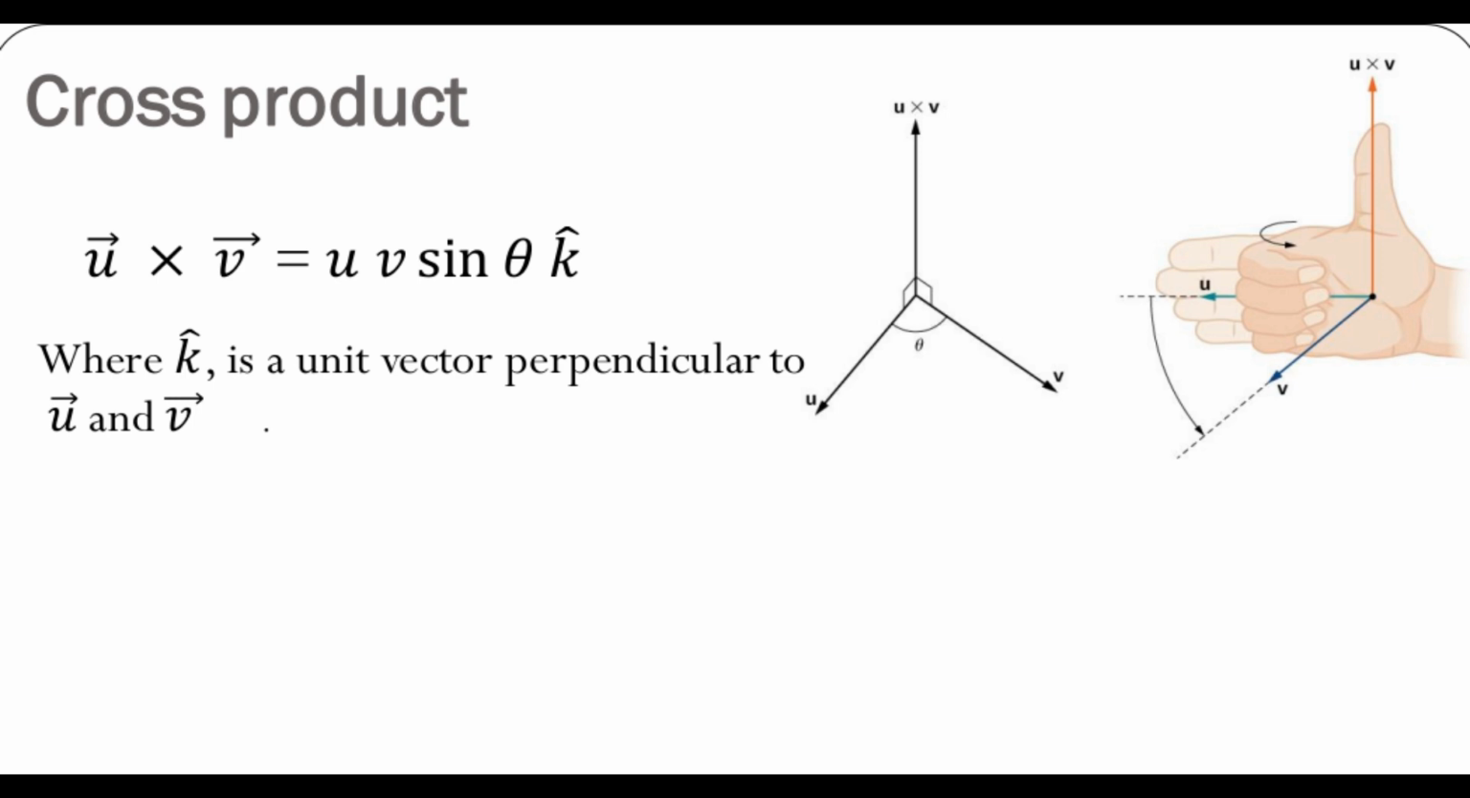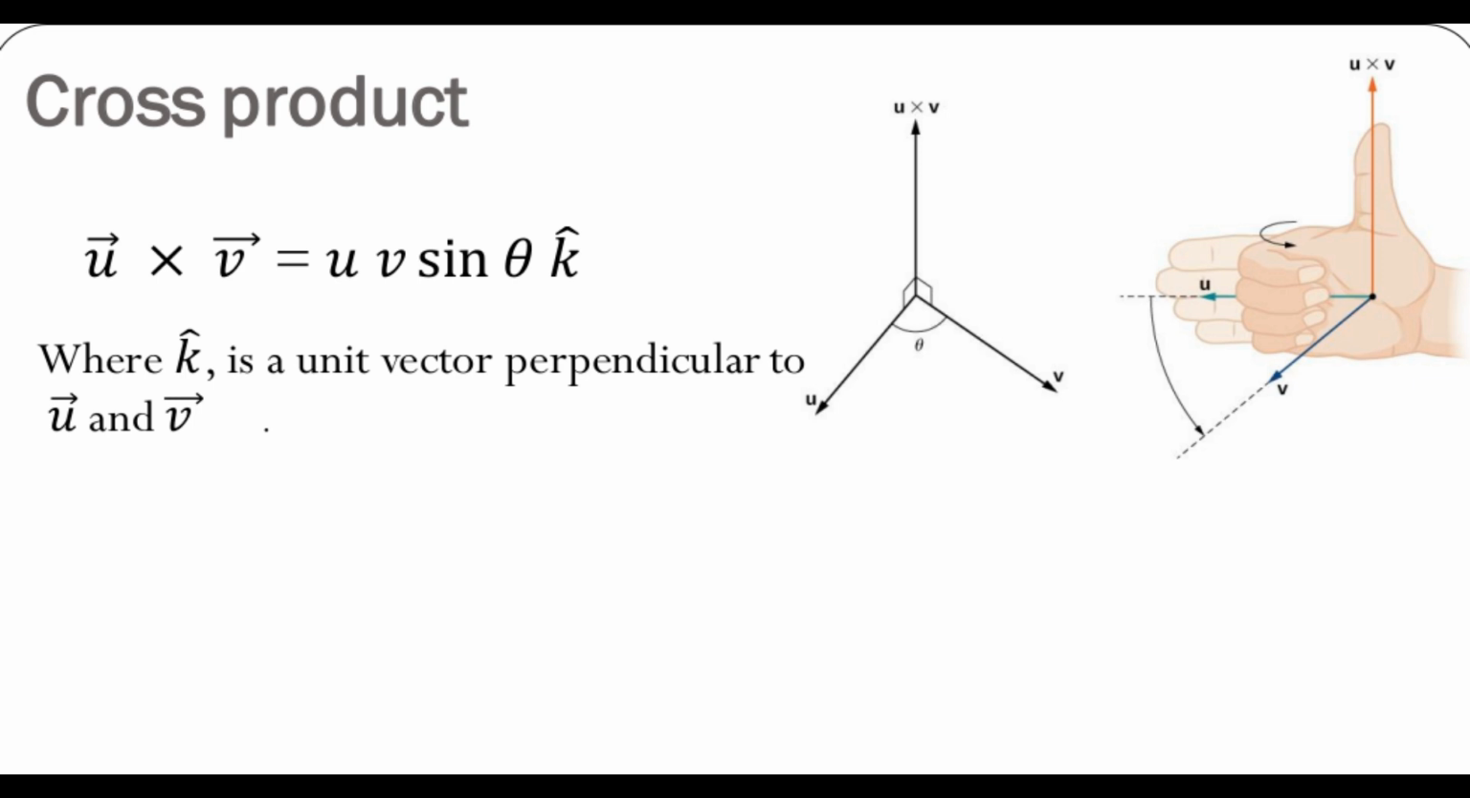So your four fingers should be pointing towards the direction of the vector u. So let's say this is the direction of u, and your fingers need to close, right? The direction in which they close should be the direction of vector v. So u cross v, and the direction of the thumb will give you the direction of the resultant of u cross v.